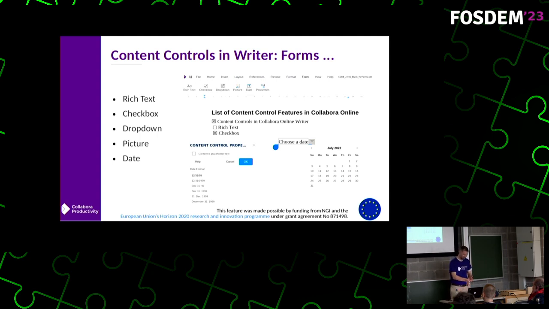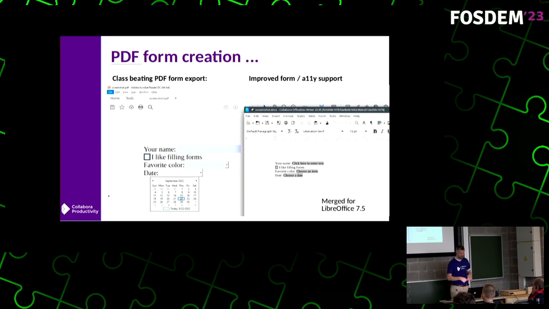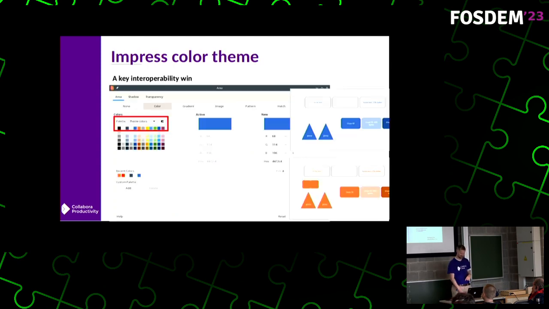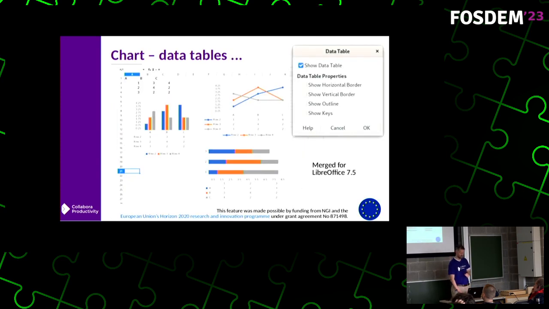So anyway, form controls, creating lots of nice rich text fields, much better PDF export with creating real editable PDFs actually built into the product rather than having to layer things over the top afterwards. Starting to theme colors so that you can select different bits of your document and change the theme and see how that impacts the whole document. And we're doing lots of work here to extend that to Writer and Calc.